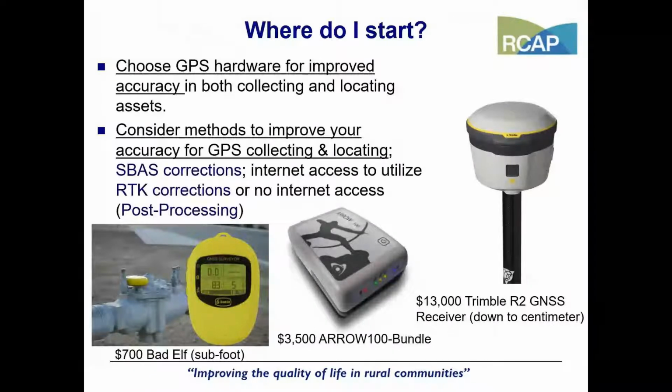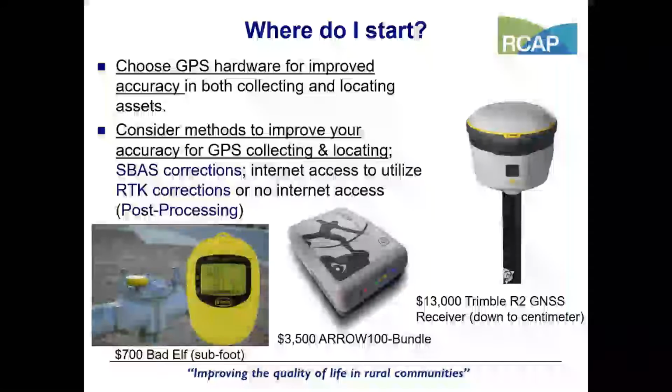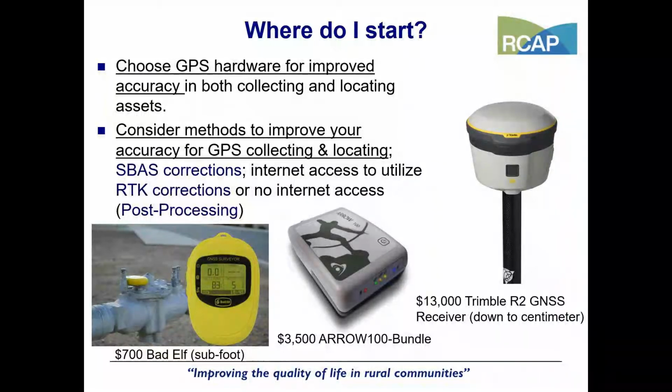So on this slide, anything from a $13,000 receiver that will get you down to centimeter level. That EOS Arrow 100 is what we use here at RCAP. That normally gets us sub-foot. What's kind of neat and convenient and newer to the marketplace is Bad Elf, and they have some cheaper options. I'm not sure, I think there's some even cheaper than that $700 option, but that one would get you sub-foot as well. So that seems like you'd maybe get the most bang for your buck if you're looking to get a GPS receiver on a budget.